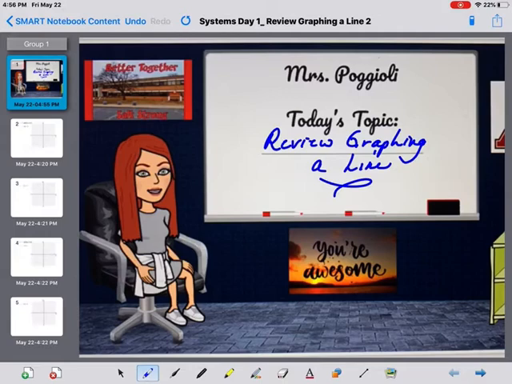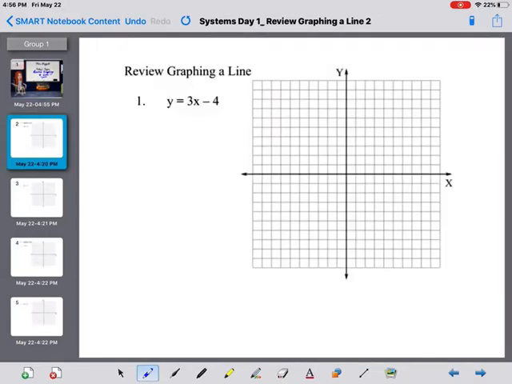If you take a look at our first problem here, we have the equation y equals 3x minus 4. So if you remember from during the year, one way of graphing a line is to use the slope-intercept method. And we want to first make sure that the equation that we are given is in slope-intercept form, that the y is by itself, and in this case it is. So once it is, we can immediately go and identify the slope and the y-intercept.